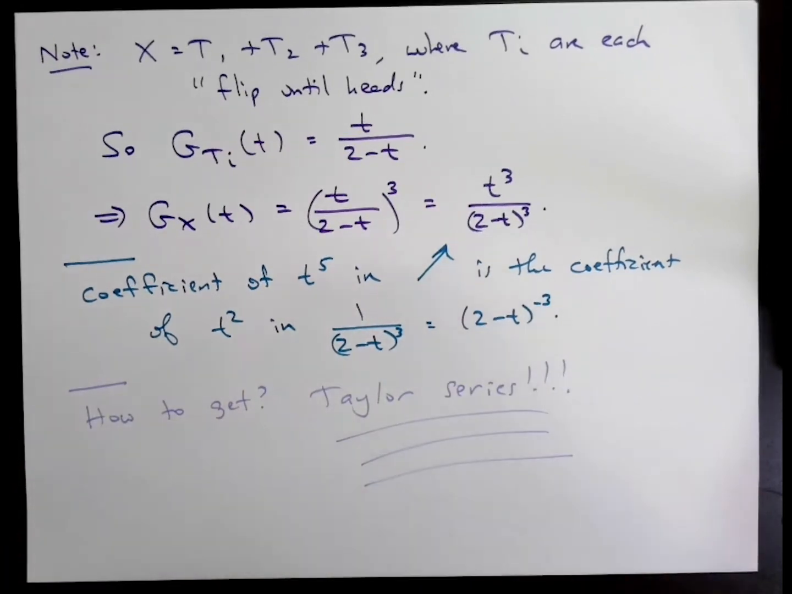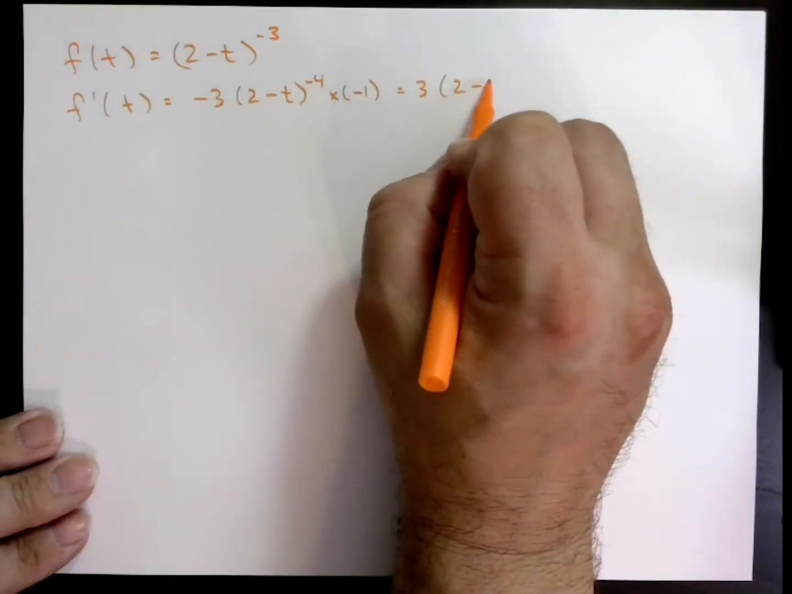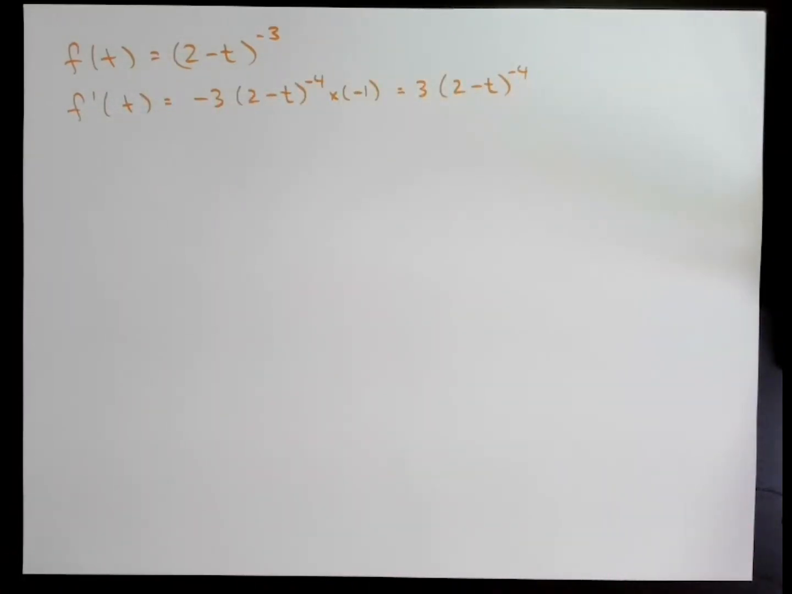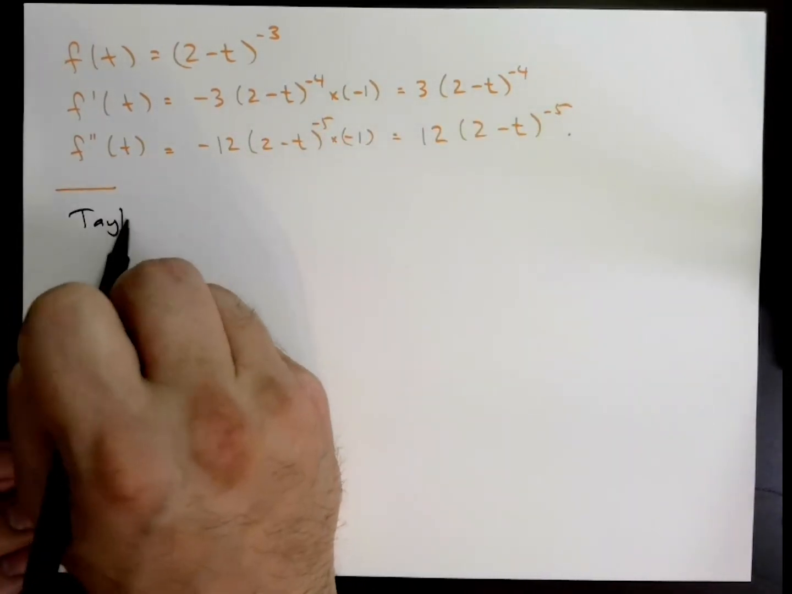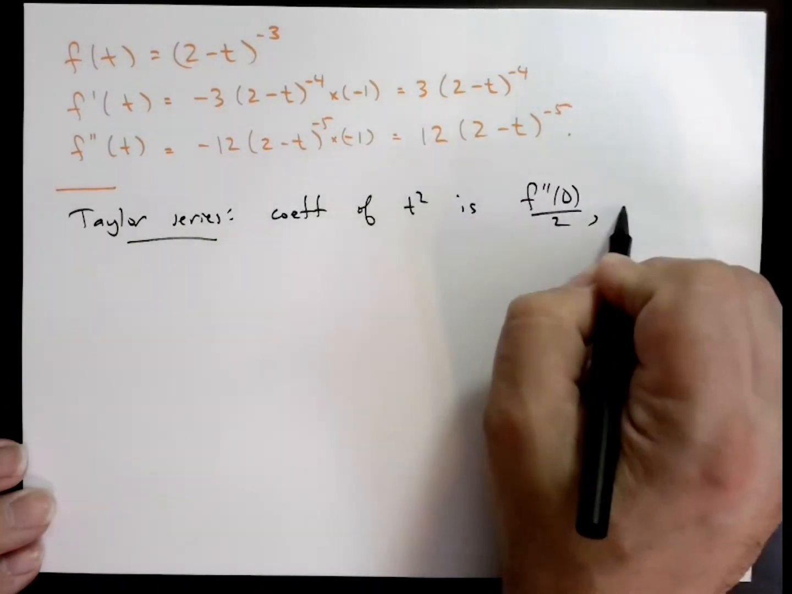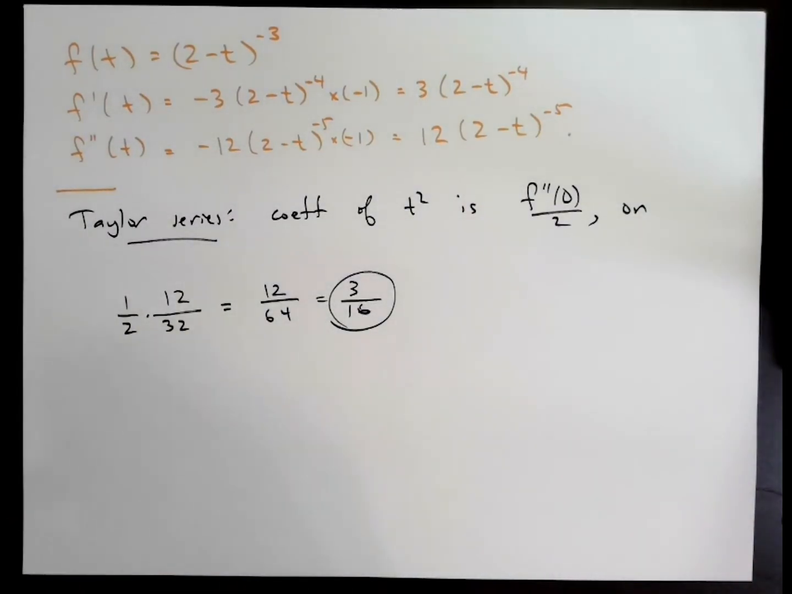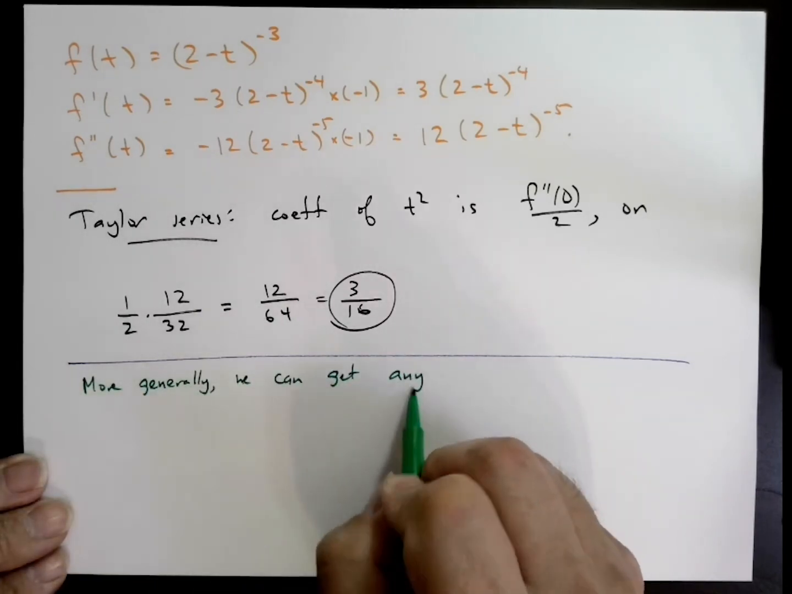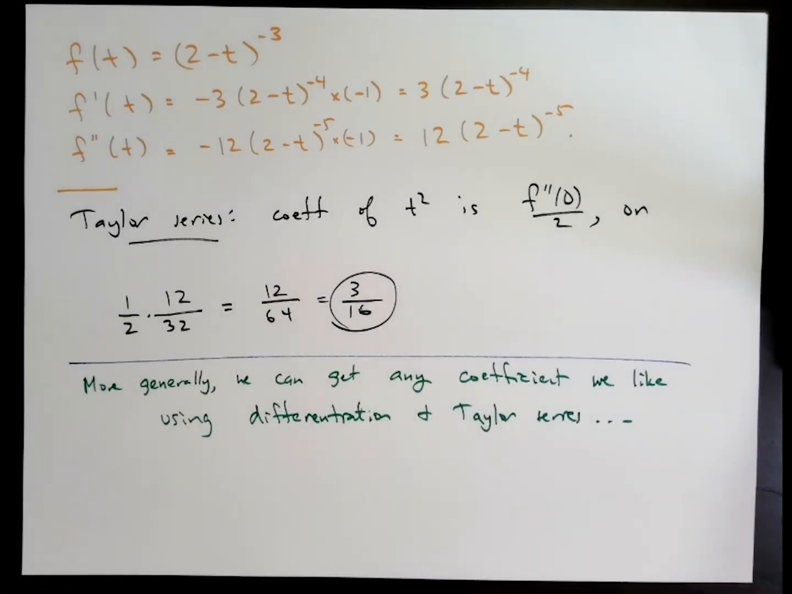Turns out we can use Taylor series. Let's compute the first 2 derivatives of this function, as we see here. And remember, in a power series, the coefficient of t squared is the second derivative of the function evaluated at 0, divided by 2. In this case, we look at the second derivative, we plug in 0, we divide by 2, and we get 3/16. And that's the answer. And I think this is a good place to stop.